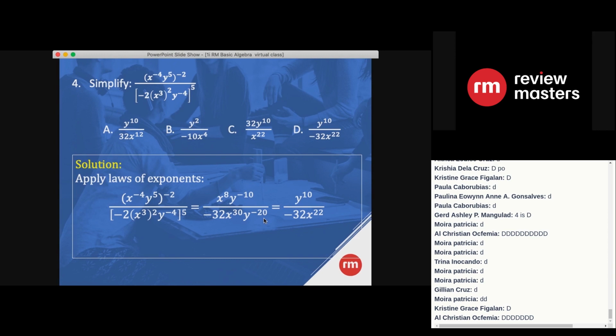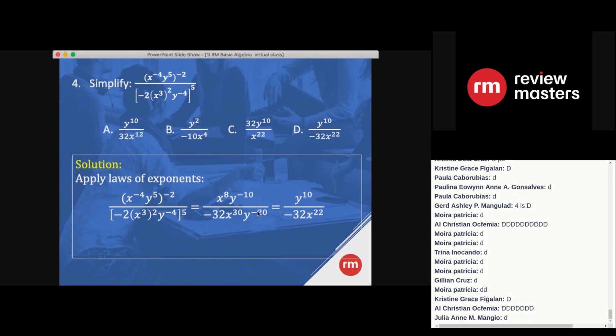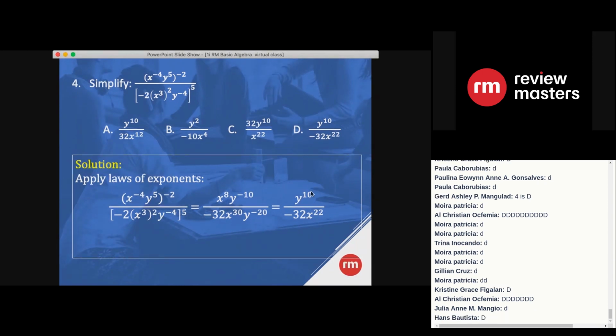Okay? So now applying the second law of exponents, for the x, that would be 8 minus 30 is negative 22. So it is negative here, so you have to put it below to make that positive. Y to the negative 10 minus negative 20. So negative 10 minus negative 20 will give us y to the 10. So the final answer is y to the 10th over negative 32x to the 22. And that is choice letter D. Okay.